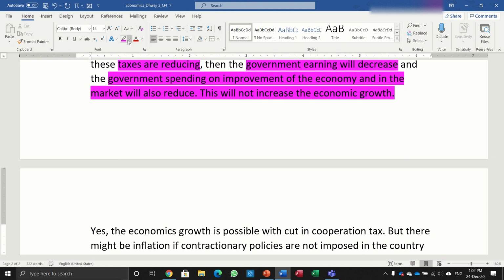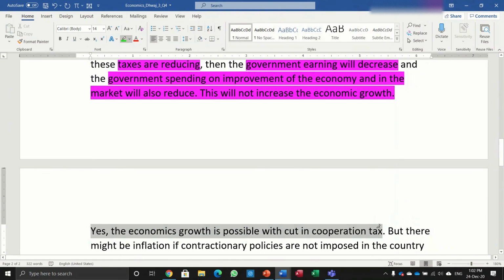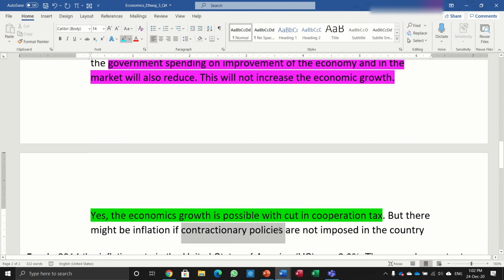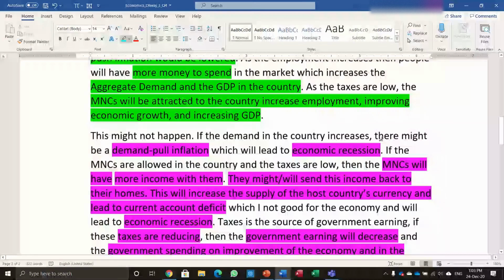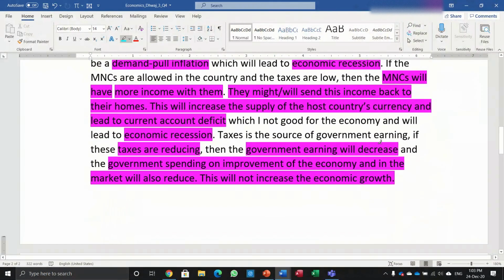Now let me tell you the stance. Yes, economic growth is possible with this is my stance. How am I tackling it? Contractionary policies. And the disadvantages might take place if we do not tackle it, or if there are no precautions or anything like that. So that's how we answer an 8 marker, full 8 on 8 answer.